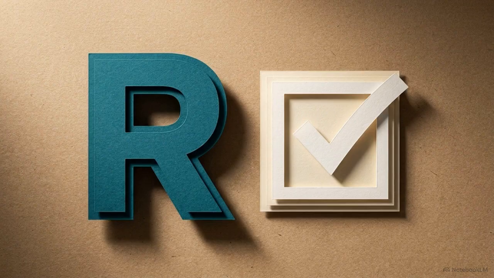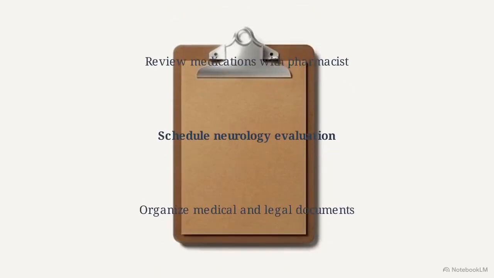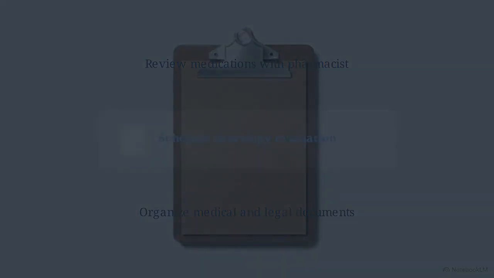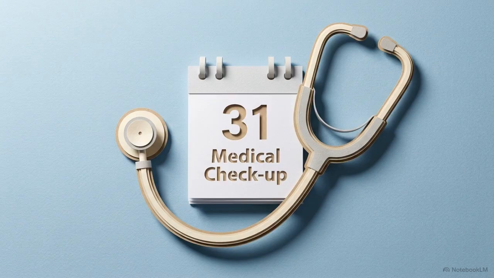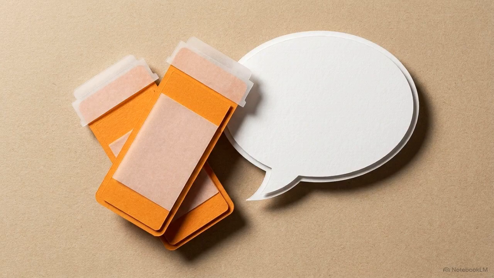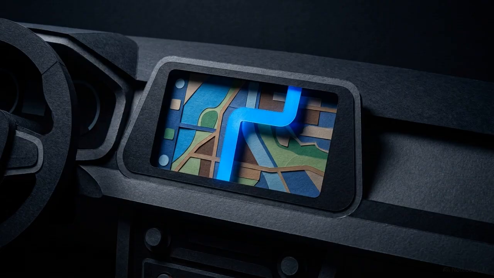Next is R, record the next decision. This diagram illustrates decision fatigue. To break through the paralysis of managing care, you must isolate just one medical or logistical task you have been avoiding, like scheduling a neurology evaluation, reviewing medications with a pharmacist, or organizing a specific legal folder. Reducing a massive, multi-year caregiving journey into a single, immediate binary choice guarantees forward momentum.